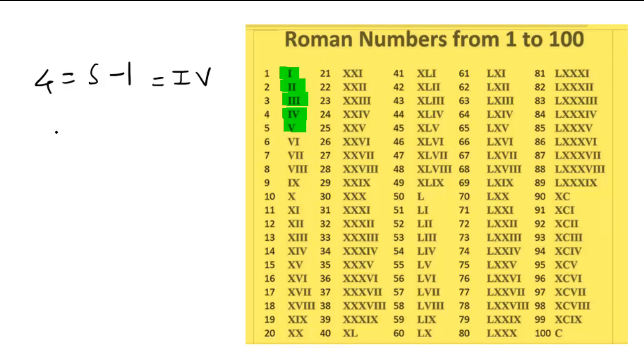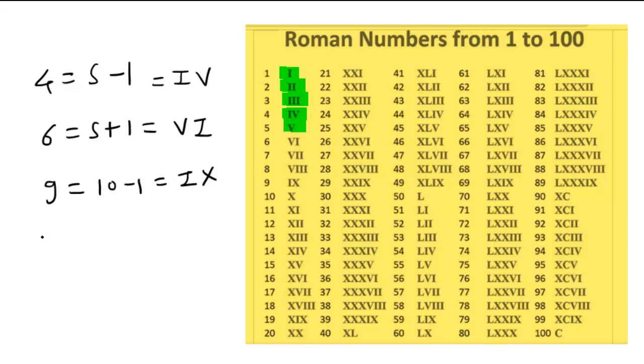Then how is 6 written? 6 is written as 5 plus 1. So I should be placed after V. So VI. Then 9. 9 can be written as 10 minus 1. So I has to be subtracted from X. That is 9.